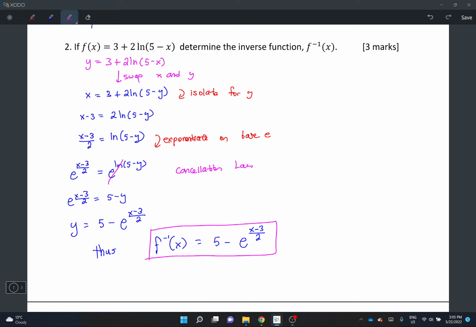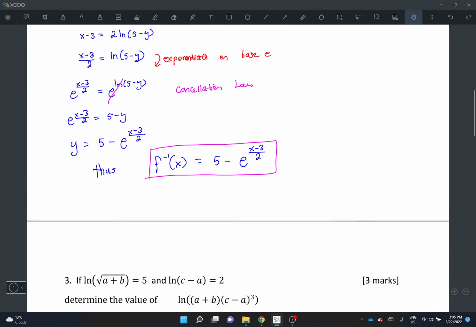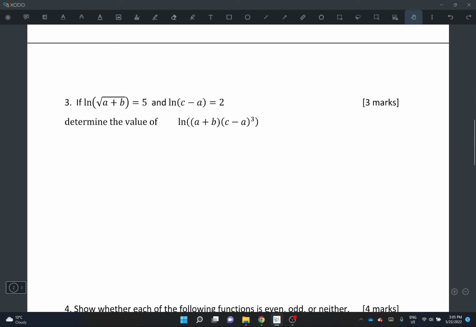All right, next question. So let's save. Okay. Next question. We're given two pieces of information. We're given that the ln of the square root of a plus b is equal to 5, and the ln of c minus a is equal to 2.